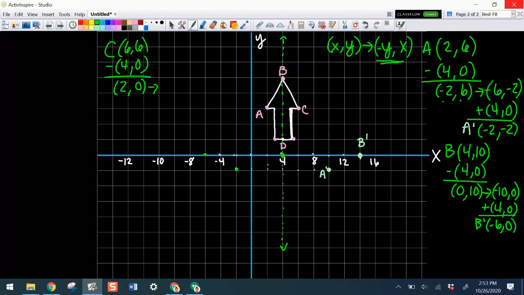Then we will perform the transformation. We are going to swap x and y, so 0 goes to 2. And then change the sign of our first number, our y, but changing the sign of 0 is nothing. And then the last thing we'll do is add 4, 0 back.